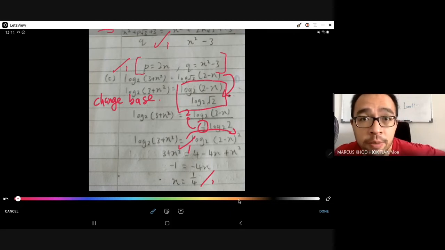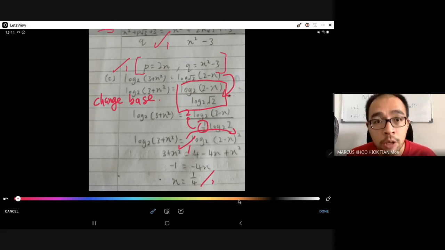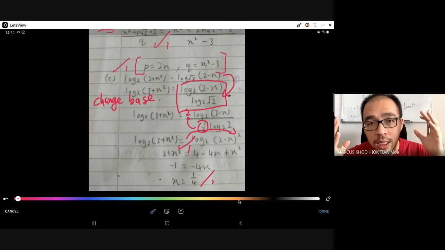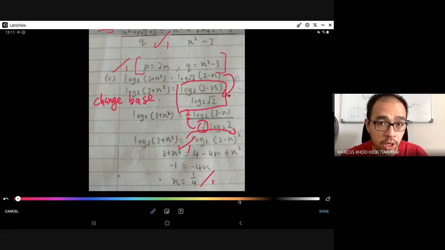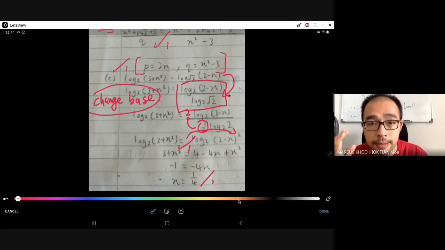Okay, a lot of people bila dia menjawab soalan log they always don't know how to start. Okay, whether it is index or whether it is a log question. And this is a very good starting point. Okay, if you are given a log equation or index equation, the first thing you should be aiming is to change the base. Okay, change the base and make everything the base same.